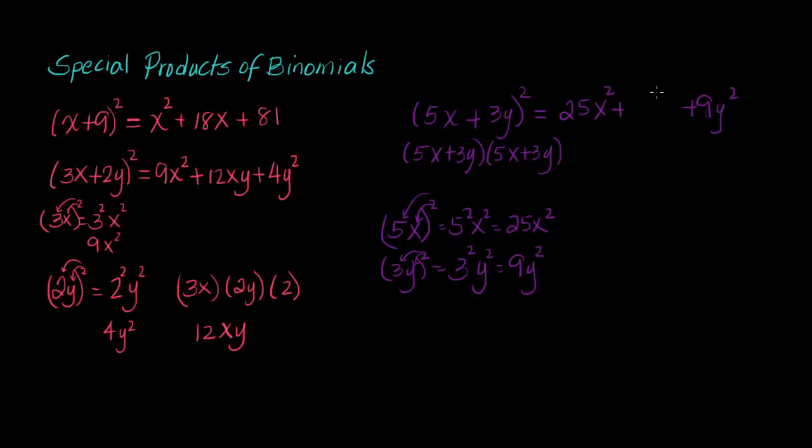And then the middle term we said is the first term times the second term times 2. So let's write that. It's 5x times 3y times 2. And that means 5 times 3 is 15, times 2 is 30, and x times y is xy. So that's your middle term, 30xy. Okay? Excellent.